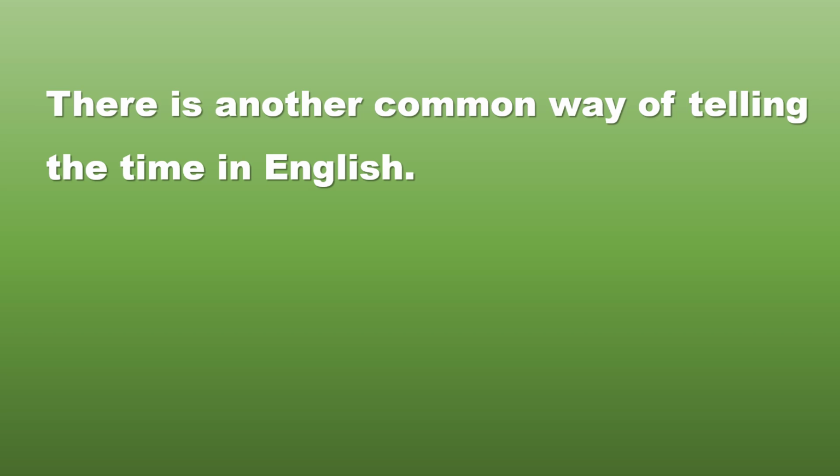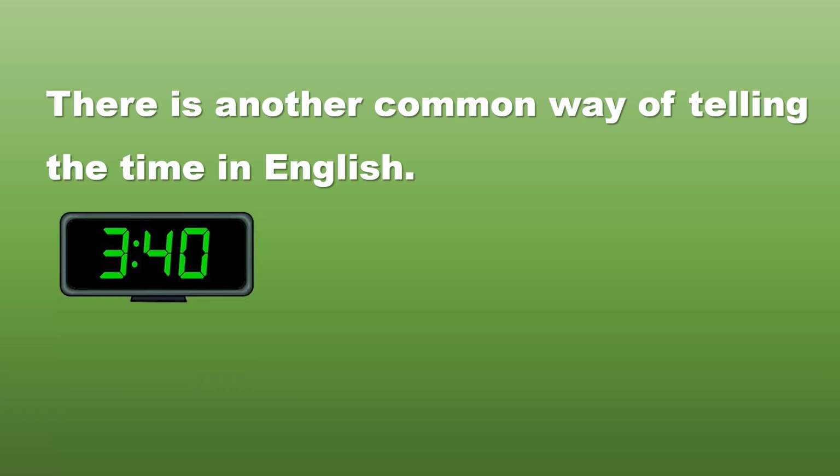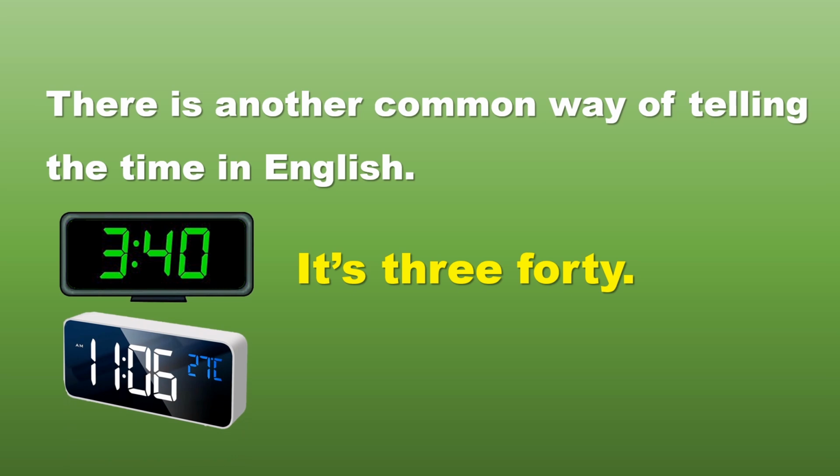There is another common way of telling the time in English. For example, for this time, you can say, "It's 3:40." You just read or say two numbers together. For this time, you can say, "It's 11:06." You read 0 as O. Practice makes perfect, so have a go at the following exercise to practice telling the time.